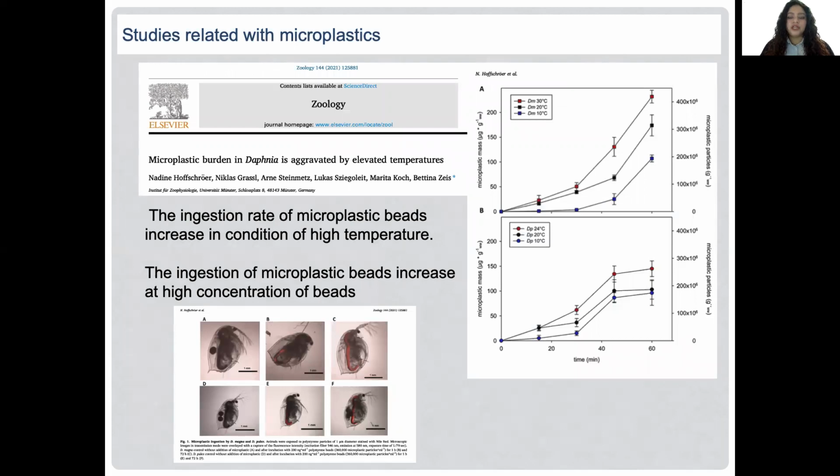Hofscher in this year studied the effect of temperature on ingestion rates of microplastic beads by Daphnia magna and Daphnia pulex. We can observe the increase in the ingestion rate of microplastic beads in conditions of low food and high temperatures.